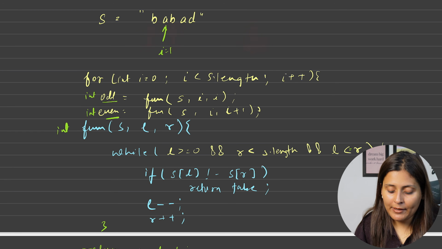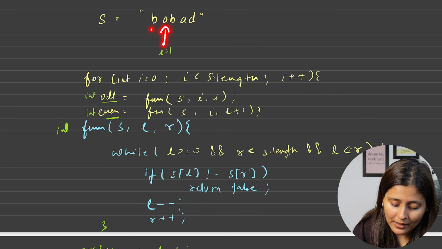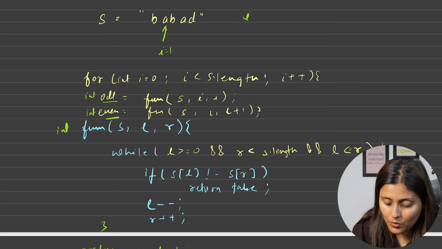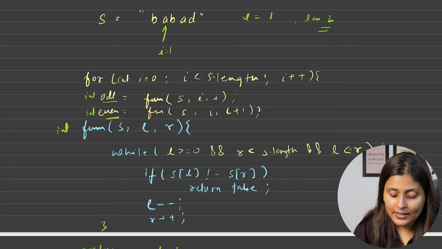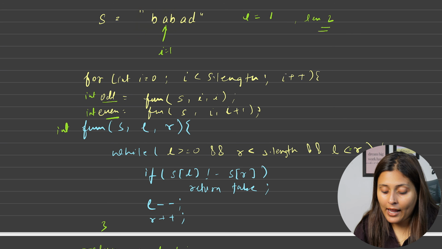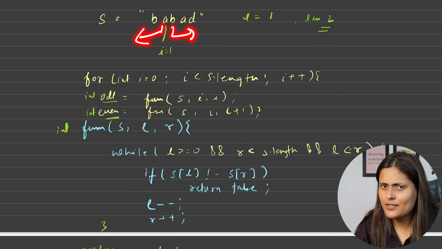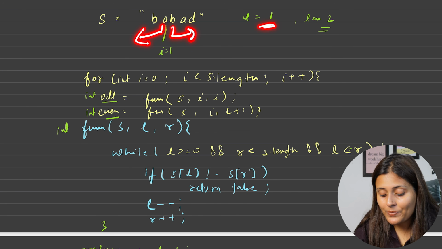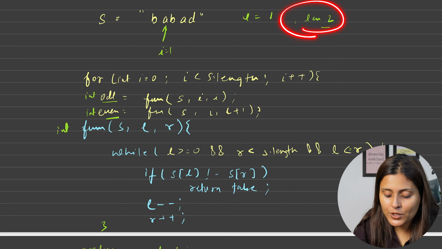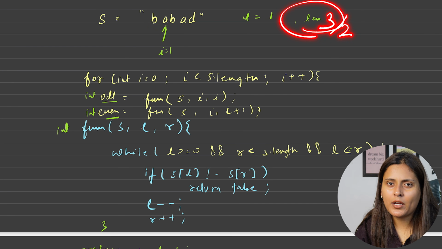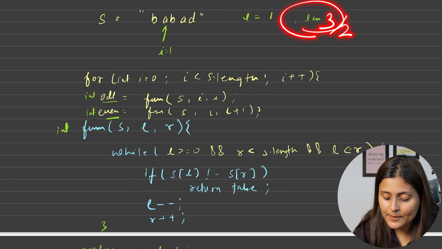So what do you think? When my i is at 1, how can I bring my left pointer to 0 and right pointer to 2? If my i is at 1, what is the length? The length is 3. Because the length is for the entire substring, I want to go halfway towards the left side and halfway towards the right side, isn't it? Yes, from the ith location only. So whatever the length is, what is the length? 3. So length divided by 2 will become 1.5, correct? Yes.